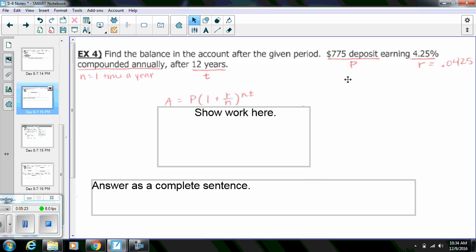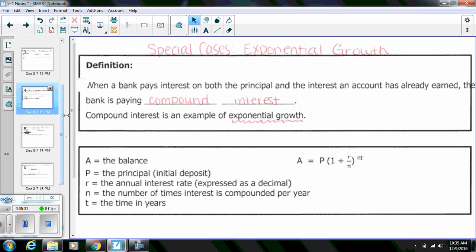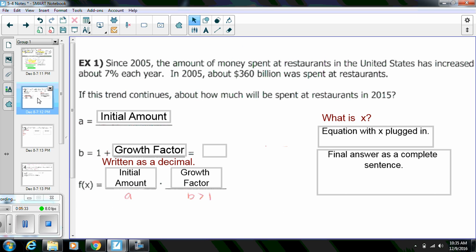All right, here we go. Oh, I'm sorry, we skipped over a few. So we are going to put this into practice. Sorry, I had to find example 1. Since 2005, the amount of money spent at restaurants in the United States has increased at about 7% each year. And in 2005, about 360 billion was spent at restaurants. If the trend continues, about how much will be spent at restaurants in 2015?